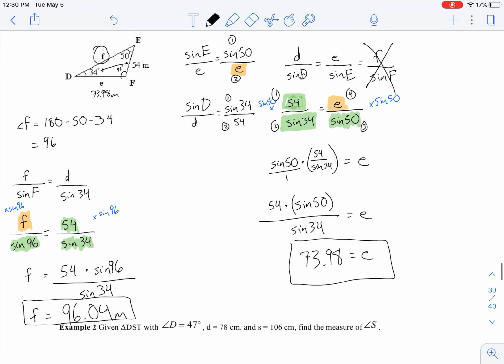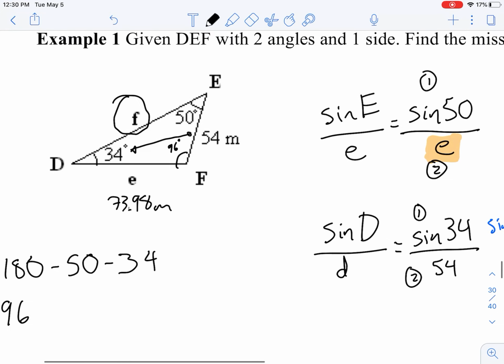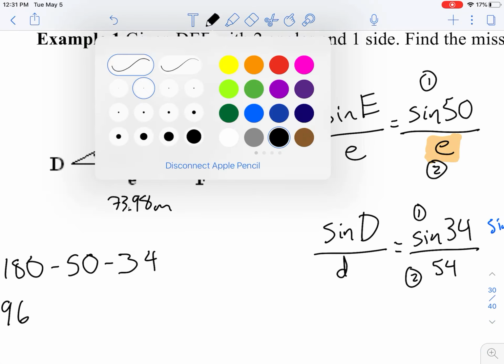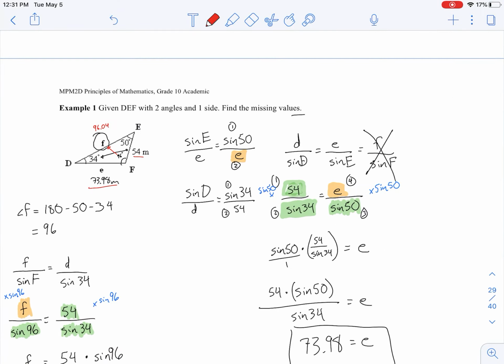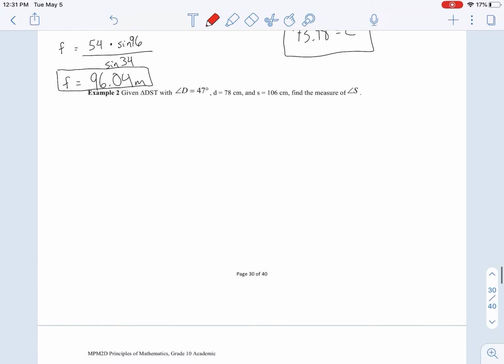So then we can take a look at our original question. 96.04, it's a little bit bigger than our other two sides. So if we take a look at our other two sides, 54 and 73, does it make sense that F is larger than those two sides? And well, if we take a look at the angles here, we know that across from the largest angle needs to be the largest side. So 96.04, slightly bigger than our other two sides. Hey, at least we're in the right ballpark. If we made a silly little error somewhere along the way, that might have happened, but at least we didn't get an answer that was smaller than 54 or 73, because then we would know we're not even in the right ballpark there.